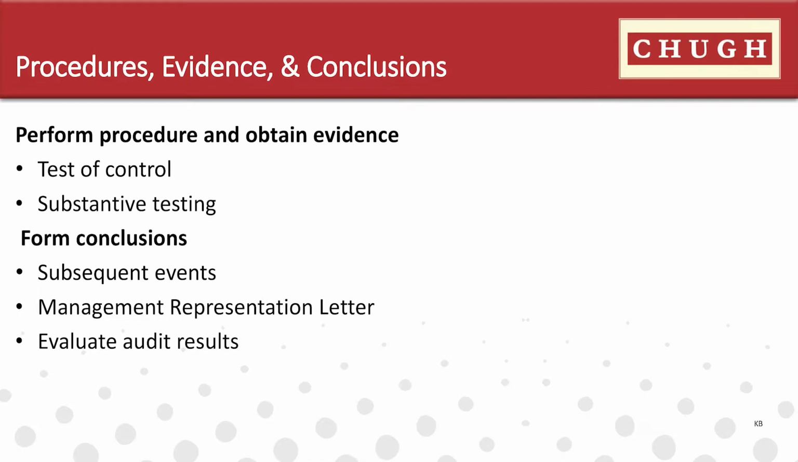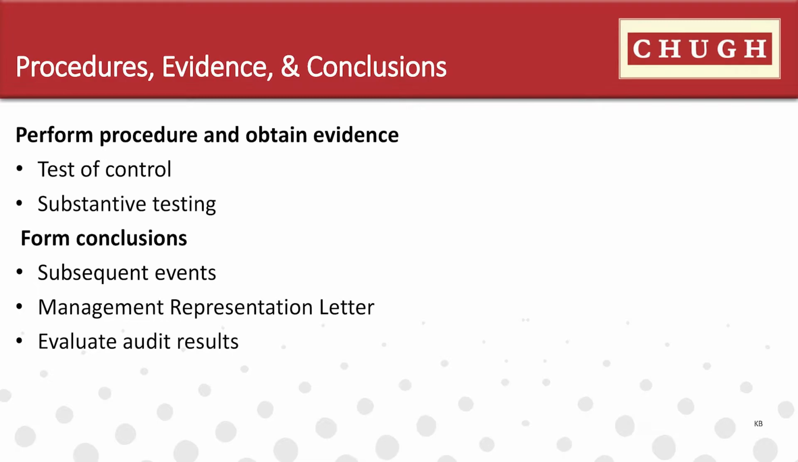Then we obtain the management representation letter after we conclude all our field work related to the audit. Generally, the auditor prepares the text for the management representation letter and it is printed on the client letterhead and is signed by the client. It should cover up to the date of the auditor's report and it is mandatory if we are going to issue an unmodified opinion.